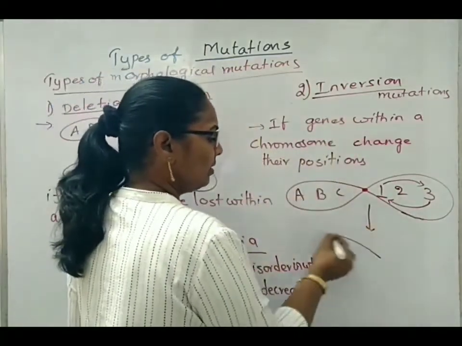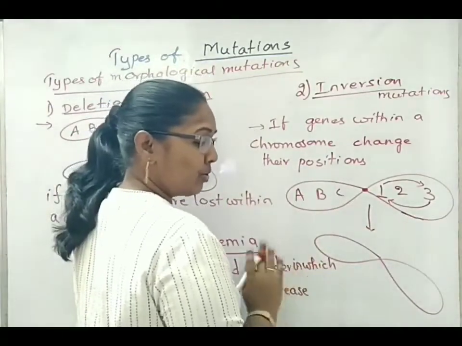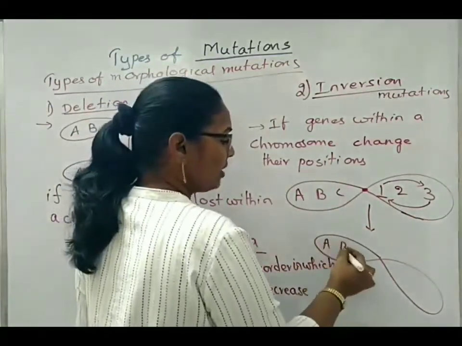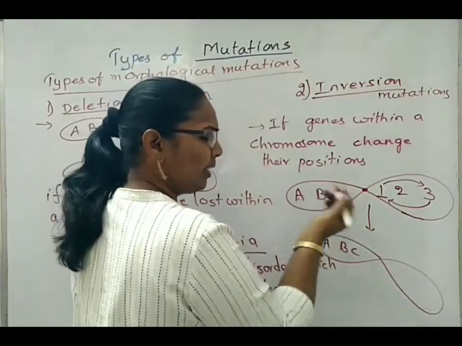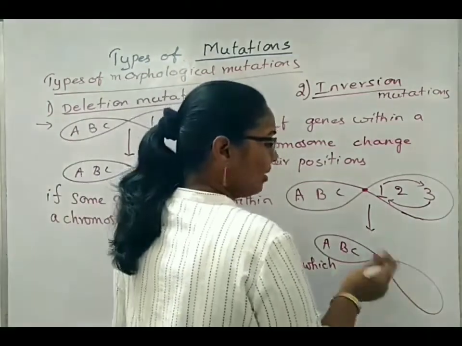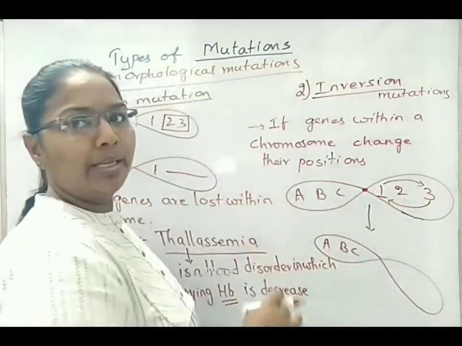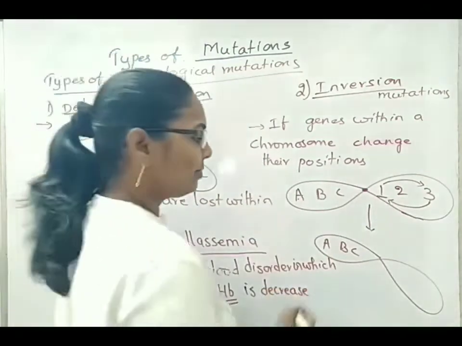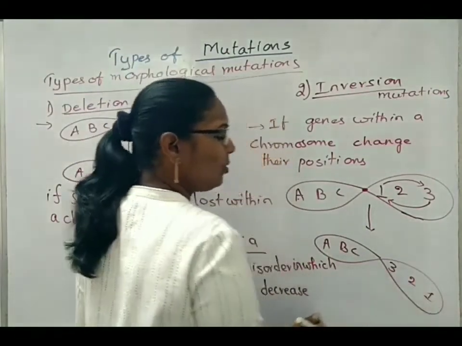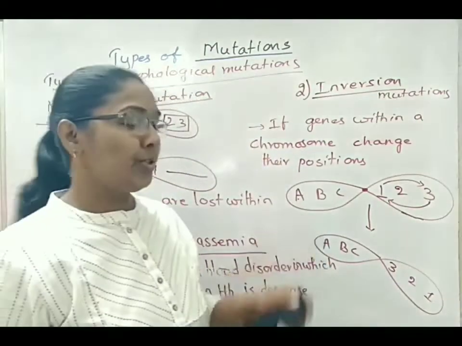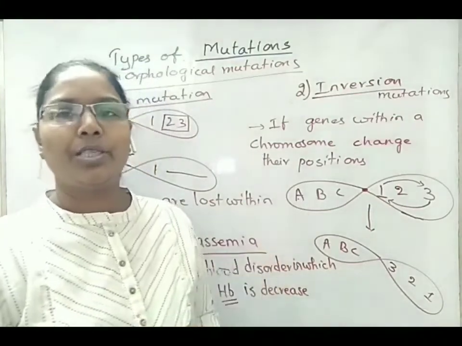So then the position of the genes inside the chromosome will be changed. In this, it will be the same. We can also write by shifting C to A and A to C positions. Here we can also say the loci are completely changing their positions. So it will be 3, 2, 1. Means here in case of inversion mutation, the loci is completely changing its position.